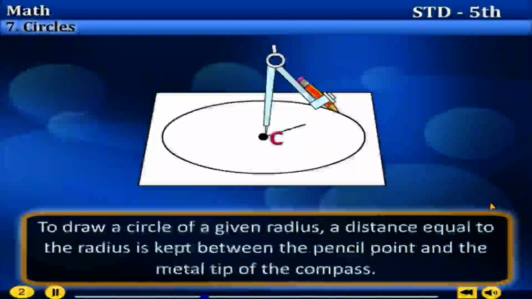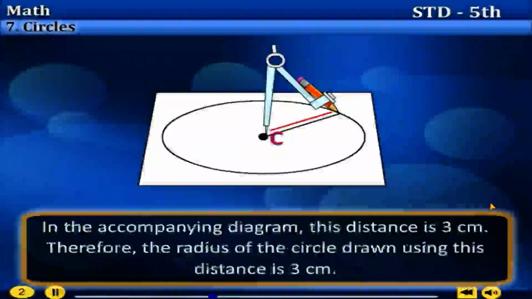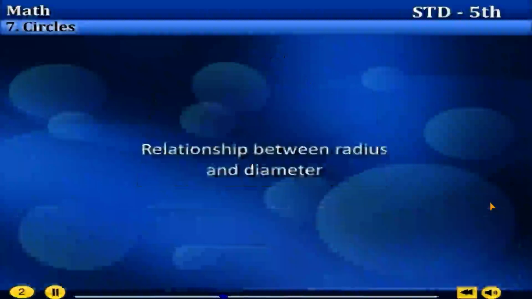To draw a circle of a given radius, a distance equal to the radius is kept between the pencil point and the metal tip of the compass. In the accompanying diagram, this distance is 3 cm. Therefore, the radius of the circle drawn using this distance is 3 cm.